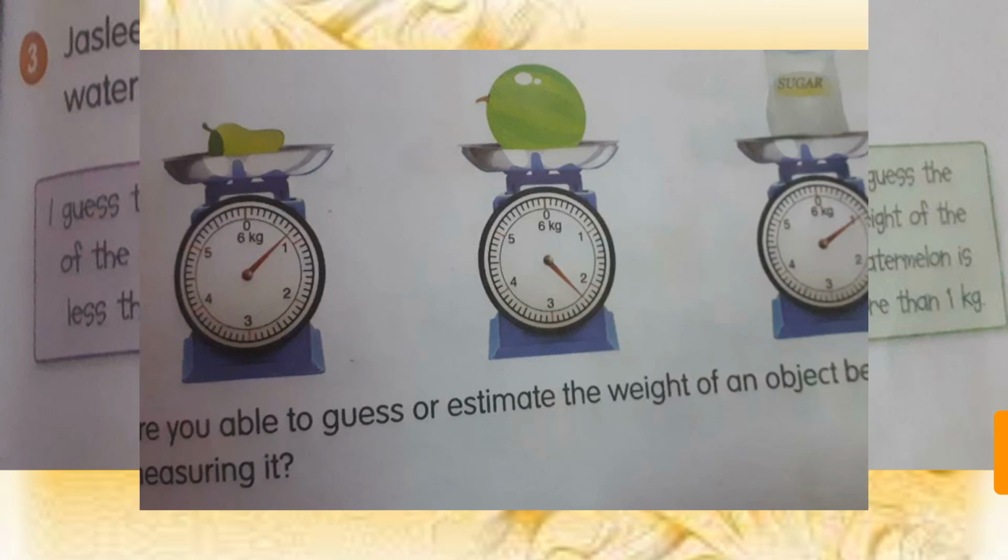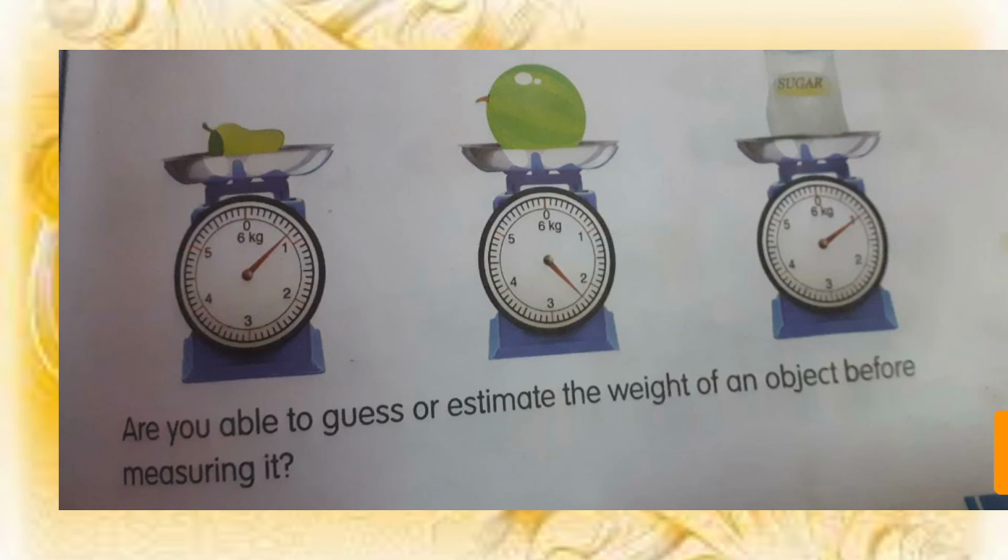Jocelyn and Kate check the weight of each item by using a weighing scale. The mango is less than 1 kg. The watermelon is more than 1 kg, meaning it is more than 2 kgs also, so it is much heavier. And the packet of sugar is 1 kg in weight.